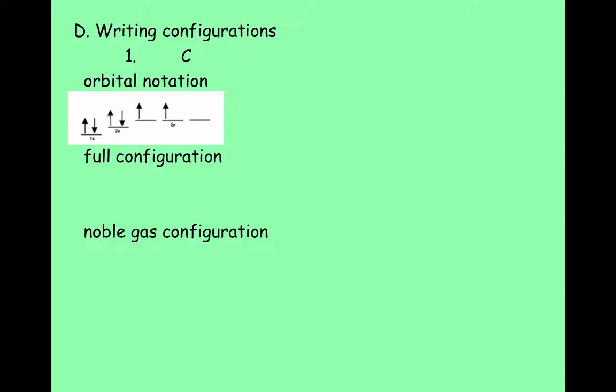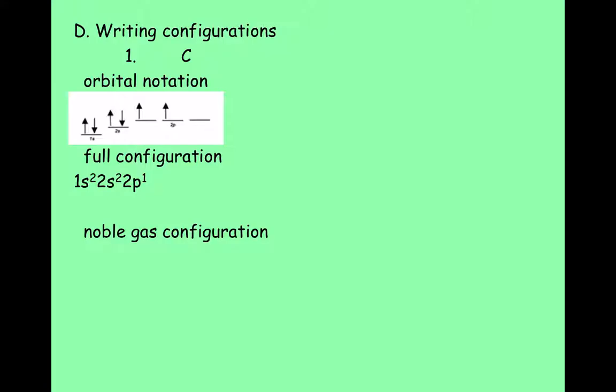Now, once you have the picture drawn, it's really easy to do the configurations. It's a little harder to do them from scratch, but it's certainly possible. It's just 1s2, 2s2, and this should say 2p2 here. I'm not sure why I have a 1 there. It should be 1s2, 2s2, 2p2 as the full configuration.